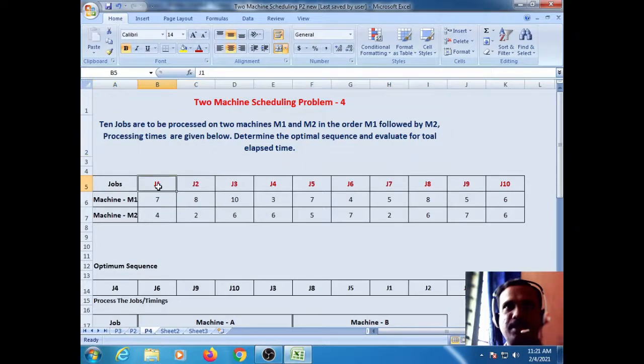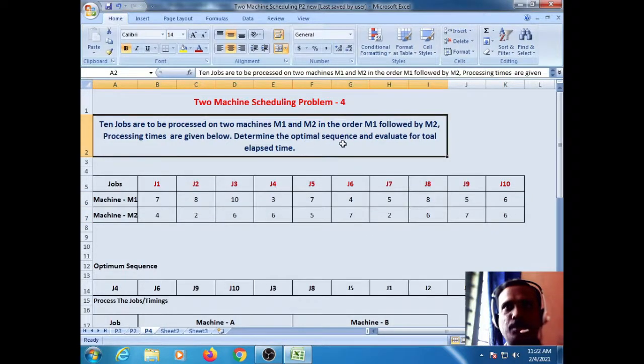In this problem we have 10 jobs and two machines, machine 1 and machine 2. The order of the machines is machine 1 and machine 2, and we have processing times. So we have to determine the optimal sequence, and we have to evaluate the total elapsed time.